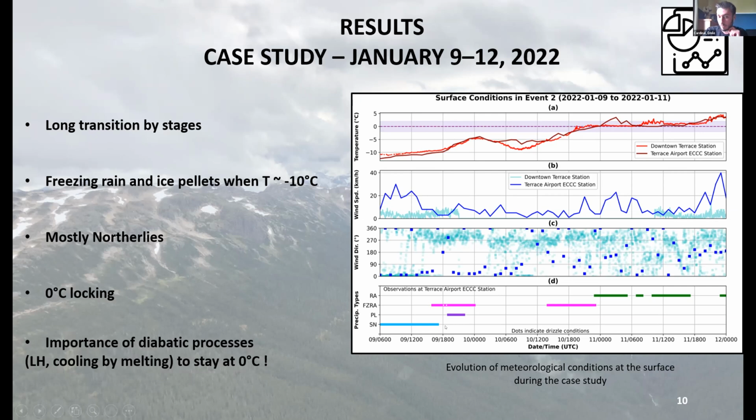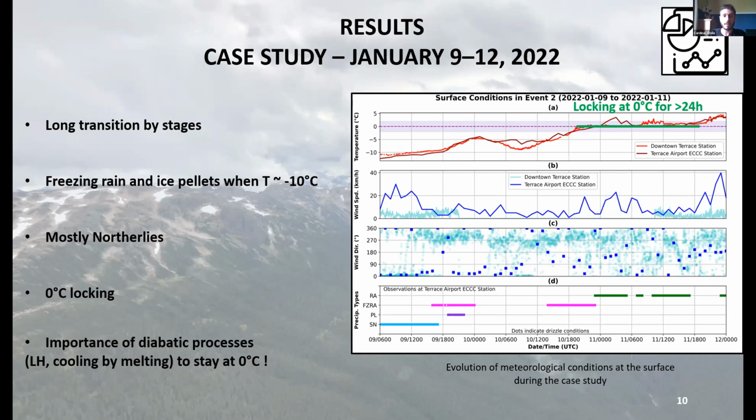And first, we have freezing rain and ice pellets at around -10 degrees at the surface, which is evidence of a very, very strong temperature inversion taking place here. But also look at what happens when we reach 0 degrees. We just lock there for pretty much a 24-hour long period while precipitation was falling. At the 0 degree mark, diabatic processes, or the precipitation, are very important, because it's an equilibrium between latent heat release, cooling by melting, and evaporation of precipitation that makes the conditions just stay at 0 for long periods of time.